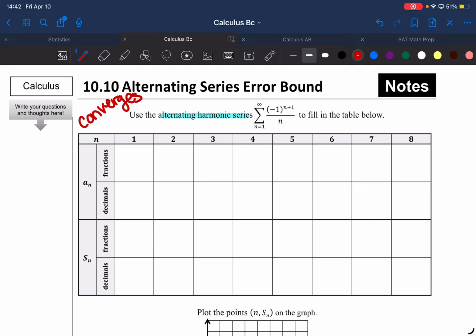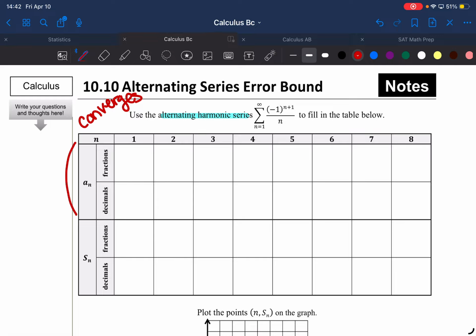So in the example that they give us, this series, the summation of n equals 1 to infinity of negative 1 to the power of n plus 1 over n. And what I'm supposed to do is give you time to fill in this table with your partner next to you, but for the sake of time, I'm just going to fill it in.